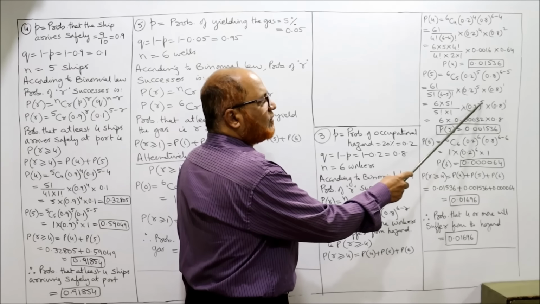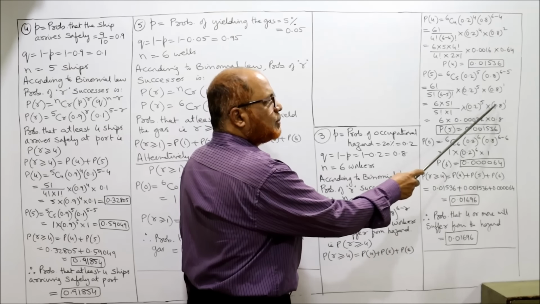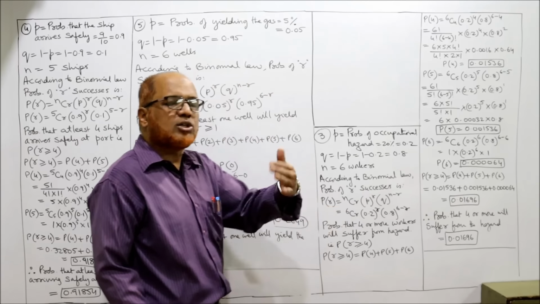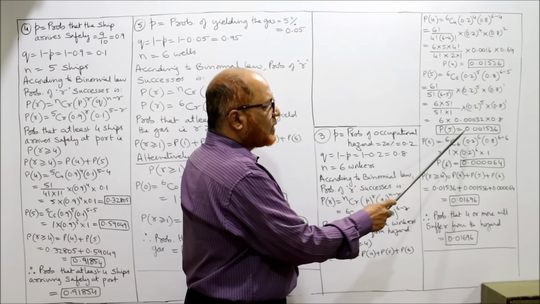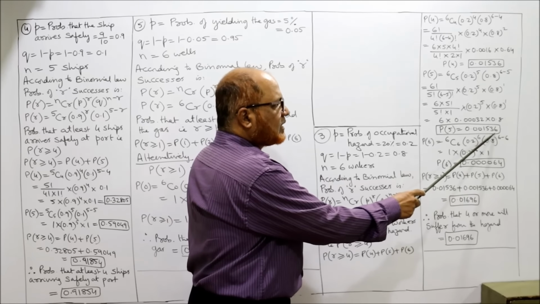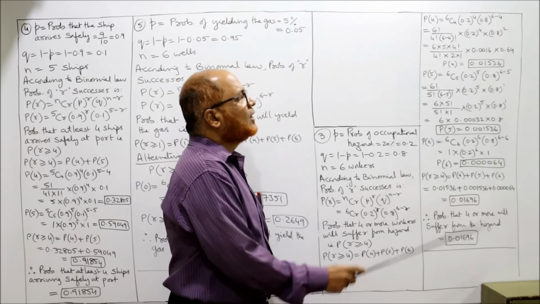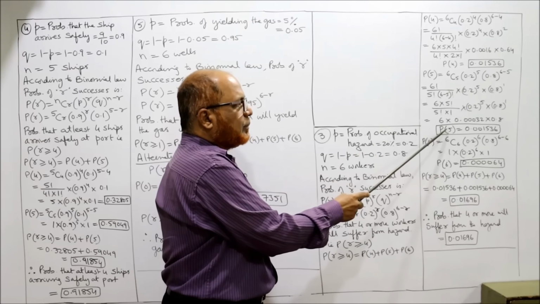So 0.2 to the power of 5, 5 times you multiply 0.2, into 0.8 to the power of 1. 0.8 to the power of 1 means 0.8 only. So if you multiply all, you will get 0.001536. This is P of 5. So we got P of 4, we got P of 5.